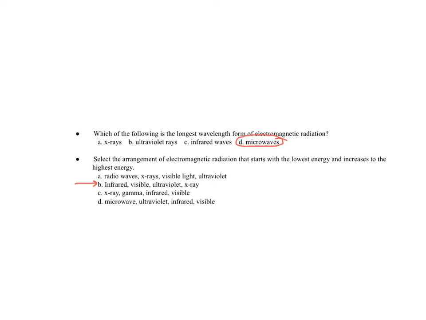Again, the next one, the arrangement, lowest energy to highest energy. Well, the radio waves are pretty low energy, but then it goes straight to X-rays in A. B goes infrared, visible, UV, and then X-ray, and that's actually going lowest to highest, so that's the correct answer. But then you look at C, and it goes X-ray to gamma, and then all the way back to infrared, and that doesn't make sense. And finally, D, microwave, ultraviolet, but then it bounces back to infrared, and that doesn't make sense.